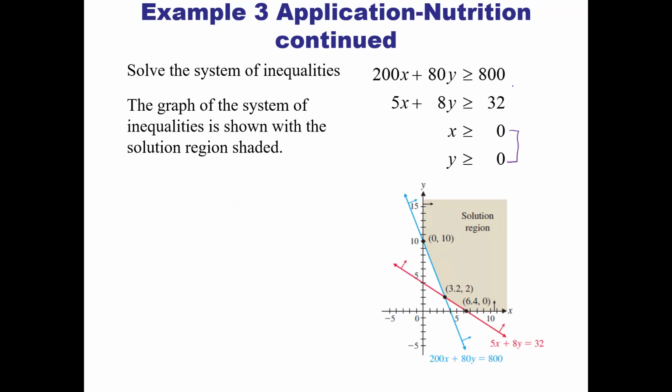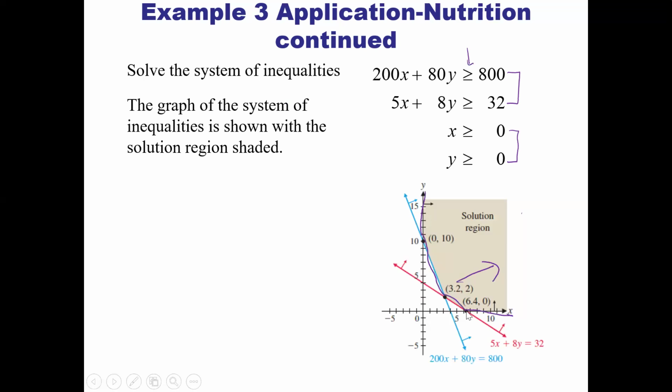So when we graph these, we're going to graph both of them, and we'll have our blue line and our red line. Again, they're going to be solid because of the greater than or equal to. And we know it's going to be in the first quadrant. Our solution region is only going to be from here down to here, over to here, and everything in that direction. Okay, and again, we can use our calculator to find our intersection points, and when we do that, that's what we see. So that's going to be our solution region, everything in that region.